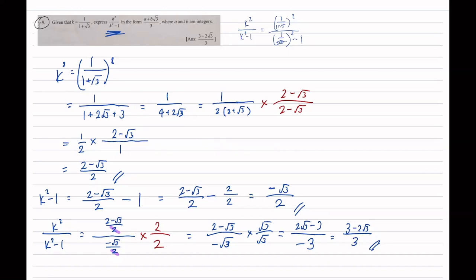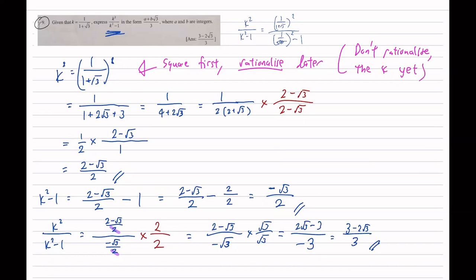Okay, question 9, not too bad, no? Not too bad. Just long-winded. Maybe I should write down some notes here. Square first. Rationalize later. Don't rationalize the k yet. It's not wrong to rationalize here, but it's just slow and not so efficient. I'm just teaching you the fastest way to do it.